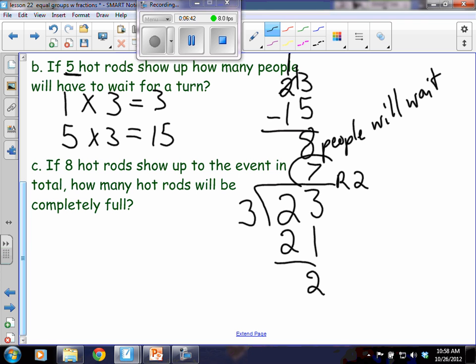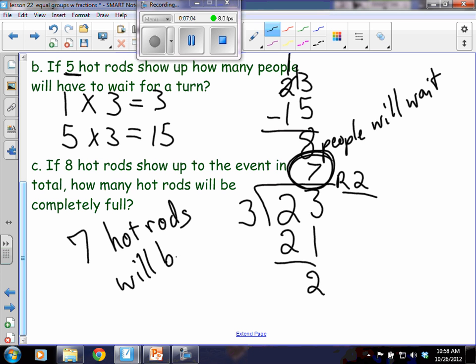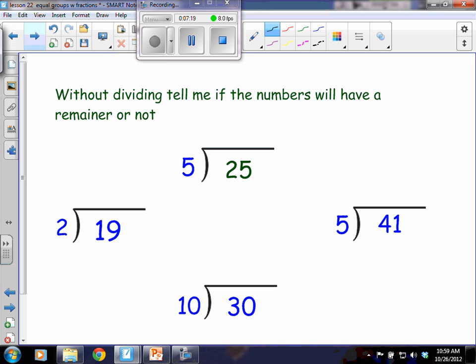And so this time as we're reading this information, we know that 7 cars are completely full. And so while there are 2 people remaining, 7 of the cars are completely full. And so that answers our question. So 7 hot rods will be full. And so we're starting to see division, how different types of questions can be used in division, and what that means.